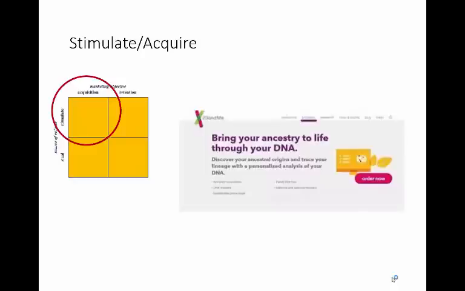So in the stimulate acquire mode, part of the issue is that the company in question has to educate the market about what the need is and what the solution to that need is. And that's what 23andMe has done by emphasizing what we can learn from DNA information. So educating to be able to stimulate primary demand and then also acquiring.